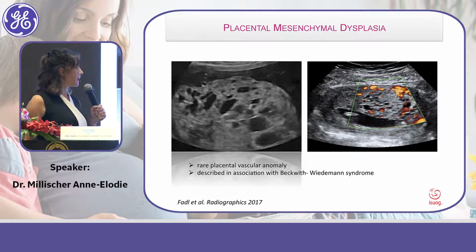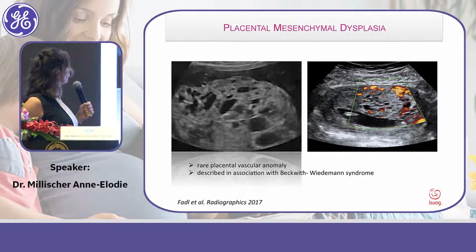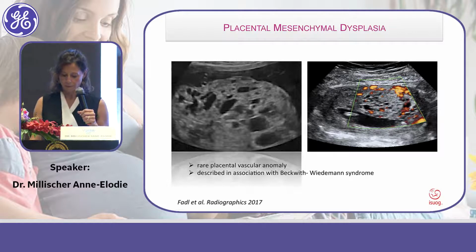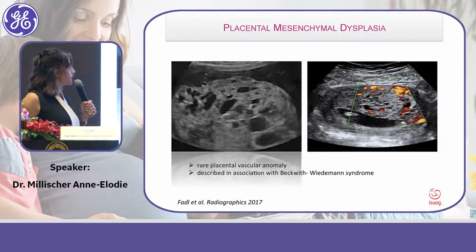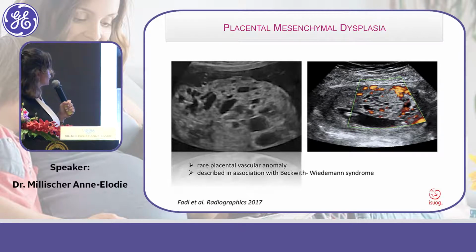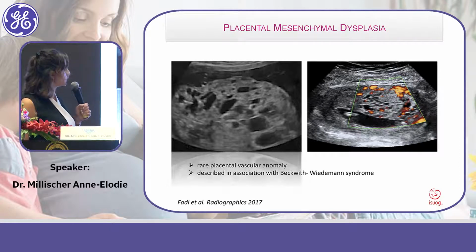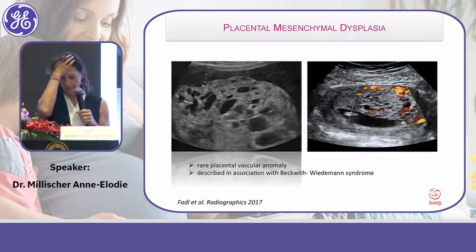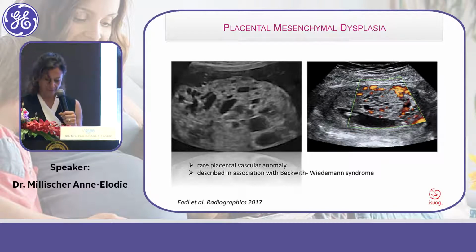A multicystic aspect of the placenta can be due to mesenchymal dysplasia. Đôi khi những cái bánh nhau nó có một hình dạng bình thường nhiều nang bên trong, đó là do một cái loạn sản trung mô bánh nhau. There's no consequence for the vascularization and the perfusion of the fetus, but what we have to know and what we have to prevent for the mother is the possibility to have a Beckwith-Wiedemann syndrome. Và thường cái loạn sản trung mô bánh nhau này nó sẽ có một cái mối liên quan tới cái hội chứng Beckwith-Wiedemann.